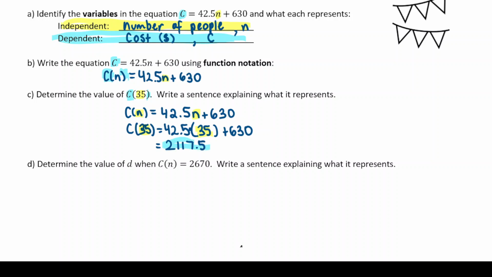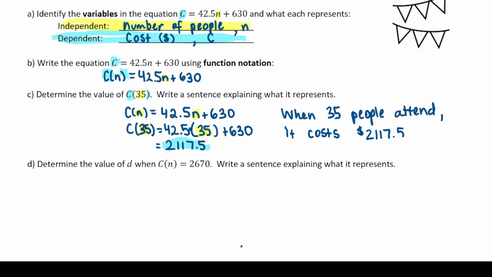So what does that mean as a sentence? I'm saying when there's 35 people that come to my party, the cost is going to be that. So when 35 people attend, and this is not the exact way you can write it, you can switch it around, but this is one way to say it. When 35 people attend, it costs, use a dollar sign here, right? Because we're talking in dollars. And for money, we typically use 2 decimal places. You wouldn't really see 0.5, so we're going to add a 0 there. So $2,117.50 is the cost when 35 people come to the party.